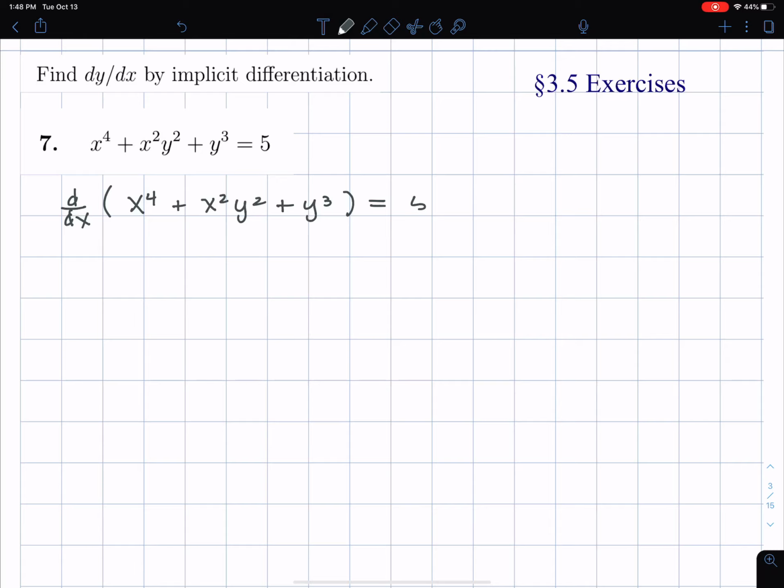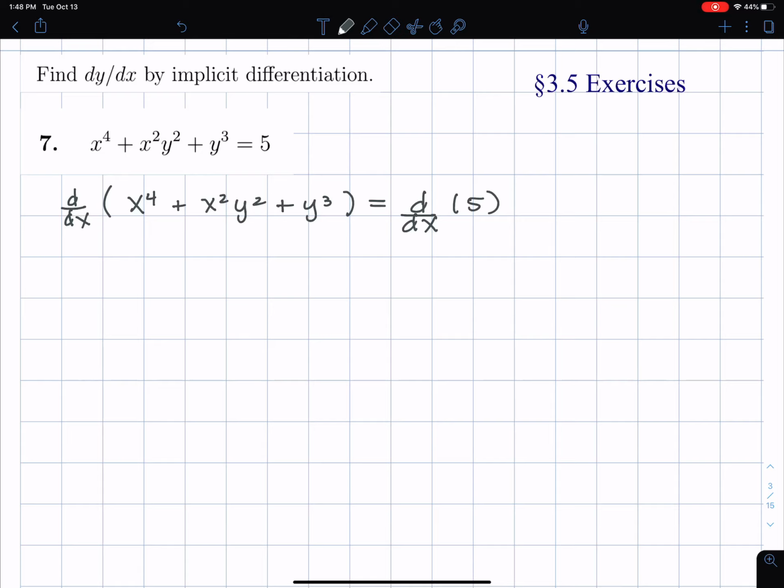What I'm not going to do is solve for y, which we just wouldn't want to do. I don't know how to do that anyway, because it's a cubic in y. So instead we apply d/dx on both sides.